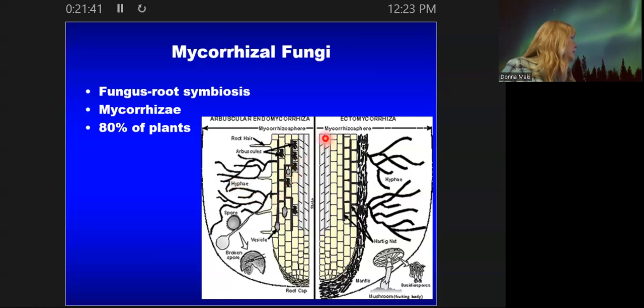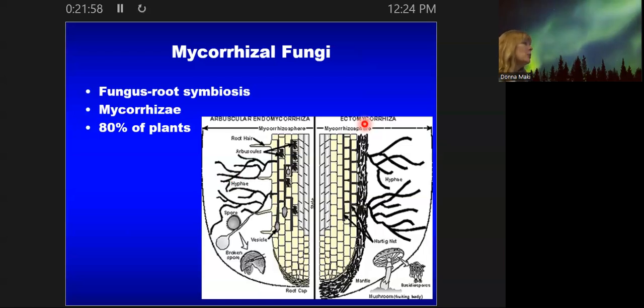And then here you see there's two terms. The arbuscular endomycorrhiza is what's being shown on the left, and then the ectomycorrhiza is what's being shown on the right. And we're going to get into these two groups and come back to some pictures.